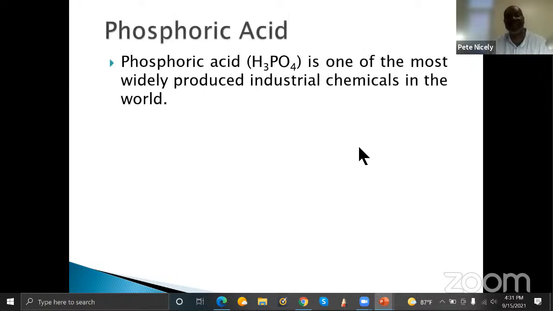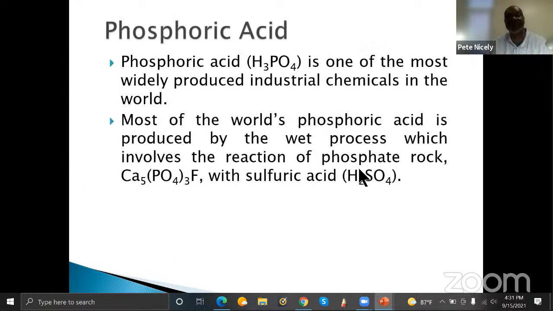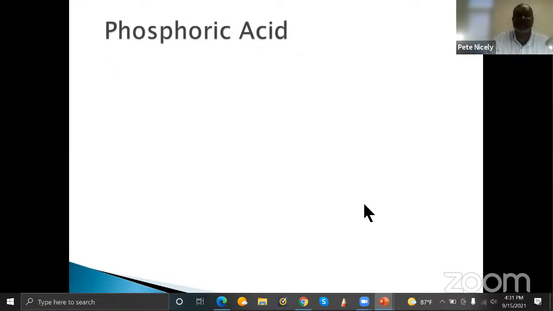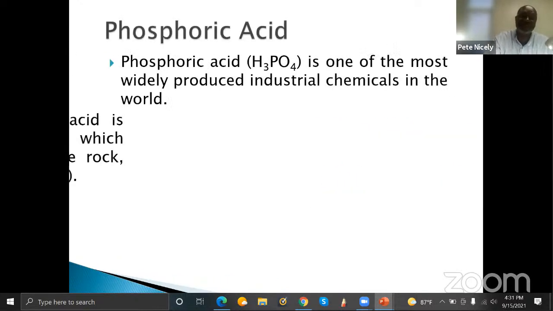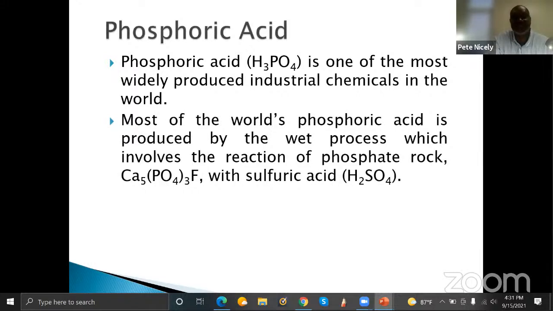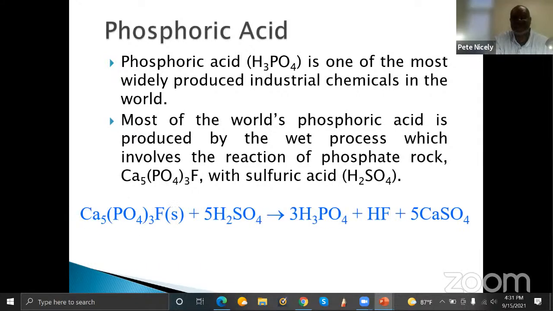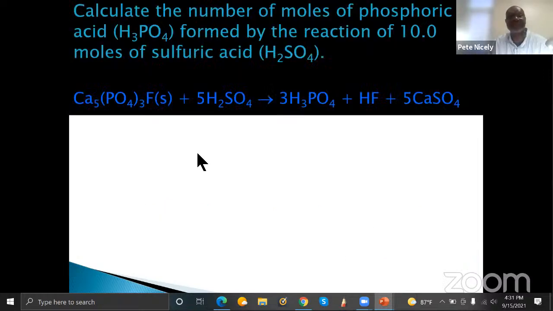So let's look at an example where we're converting from moles to moles. I'm going to skip this part, which is just giving you some general information about phosphoric acid and how it's made. The important thing is that we're going to use this equation right here, and fortunately it is already balanced, so we don't need to balance it. The question asks you to calculate the number of moles of phosphoric acid formed by the reaction of 10.00 moles of sulfuric acid. They gave us a balanced equation here.